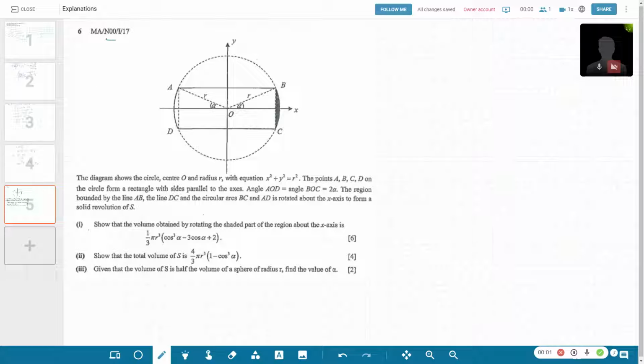Okay, so this is a year 2000 question. The diagram shows a circle, center O, with equation x squared plus y squared equals r squared. So it's the standard circle equation, which means that the radius is r. Points A, B, C, D form a rectangle, with the shaded area here. Find the volume obtained by rotating this shaded part about the x-axis.